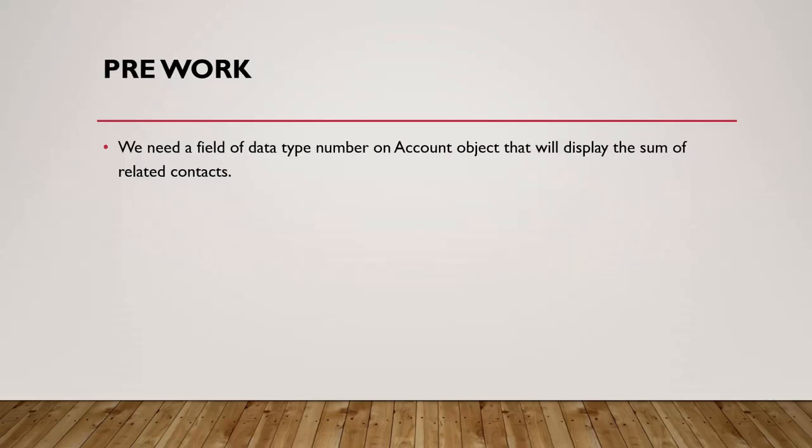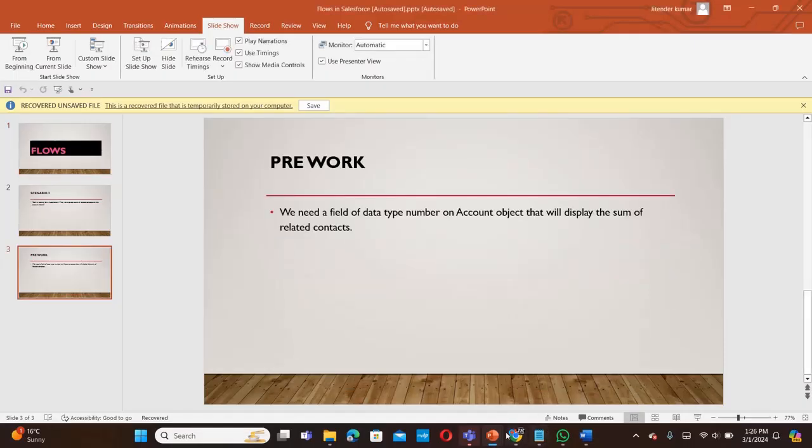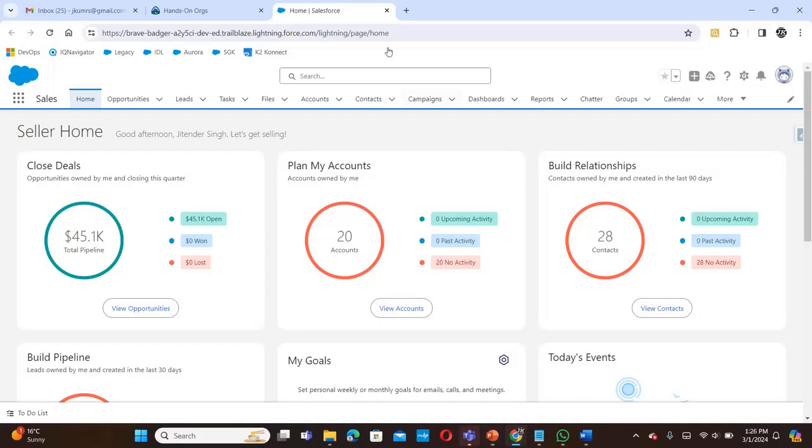So what is the pre-work needed for this automation? We need a field of data type number on the account object. That will basically display the sum of related contacts. Let me jump onto my practice org, where I have already created a custom field. Let me show you.